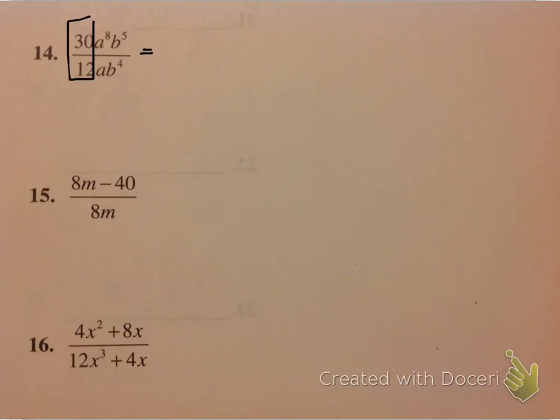So I would divide both the top and the bottom by 6. 30 divided by 6 is 5, so I get 5 in my numerator. And 12 divided by 6 is 2, so that's a 2 in my denominator. So I just simplified the number part of my rational expression.